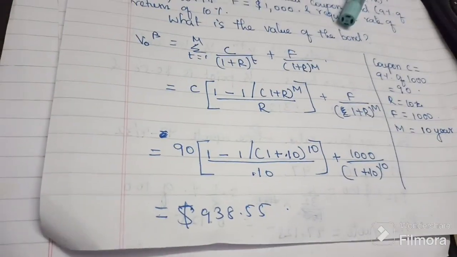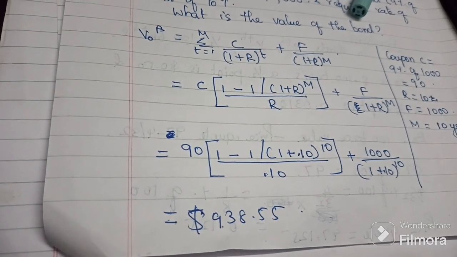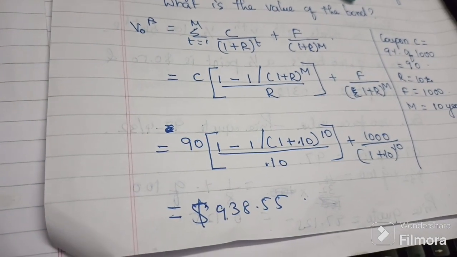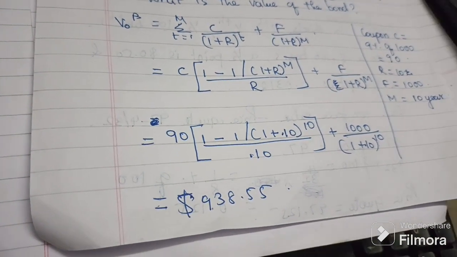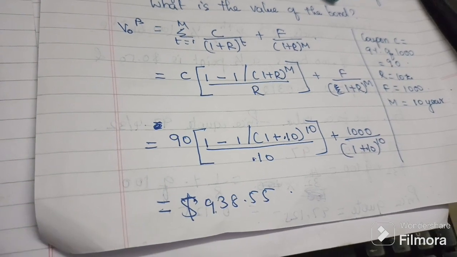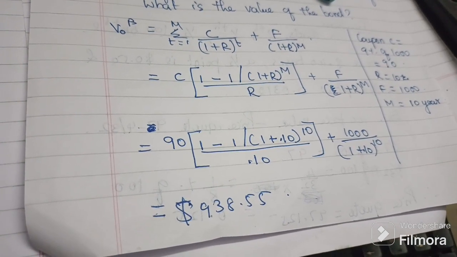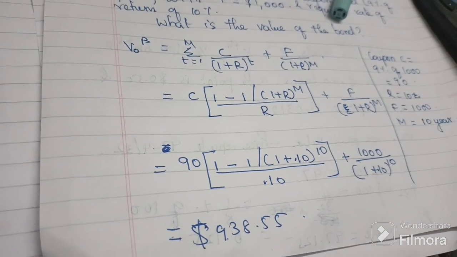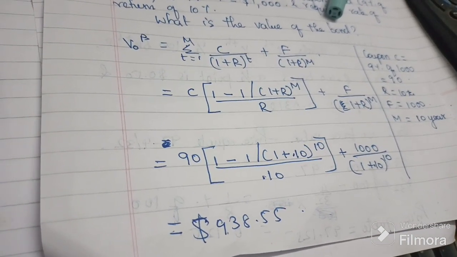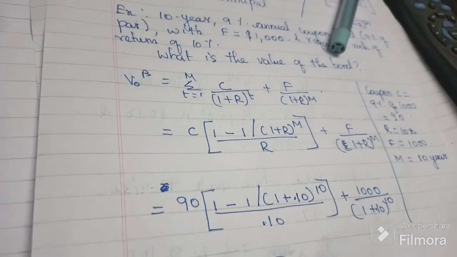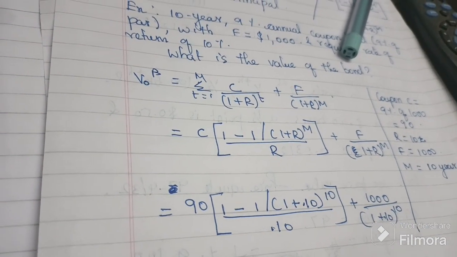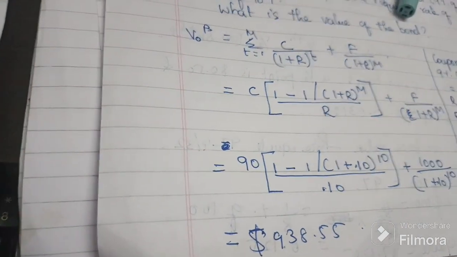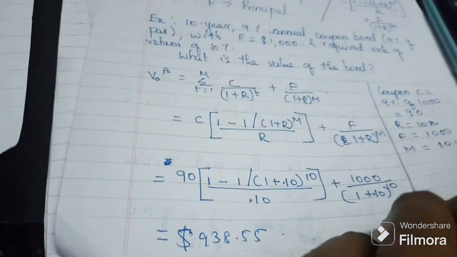Now we are going to calculate. Substitute the values: instead of C write 90, times 1 minus 1 divided by (1 plus 0.10) to the power M, where M is the period to maturity. Here it is an annual bond, so M is 10 years. Divided by 0.10, plus the face value 1,000 divided by (1 plus 0.10) to the power 10. This will give you 938.55. This is the value of the bond.